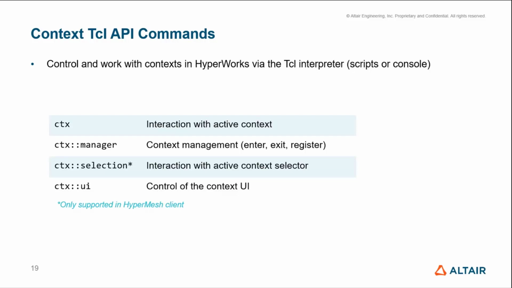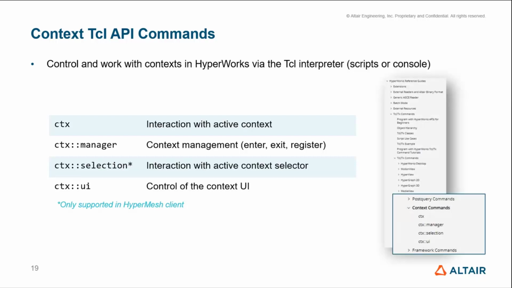And last but not least, we've got the CTX UI command that allows you to control the UI aspect of the context. So essentially what is defined in the XML, you can tweak on the fly through this command. In terms of where these commands live in the documentation, you will see them in the HyperWorks reference guide, in the TCL/TK command section, very close, right next to the post query commands that were introduced in a previous version. Okay.